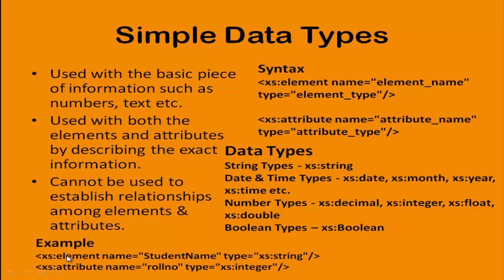So this is a sample example based on our syntax and the data types. Xs is nothing but a prefix. Element name is my student name, that is my element name, and the type is string, since names contain only strings. An attribute name will be here. Element is a tag, name is an attribute. Attribute is a tag, name is an attribute. So please remember that. And then roll number, type is integer. So you can see for element also we can declare a data type, as well as for attribute also we can declare a data type.